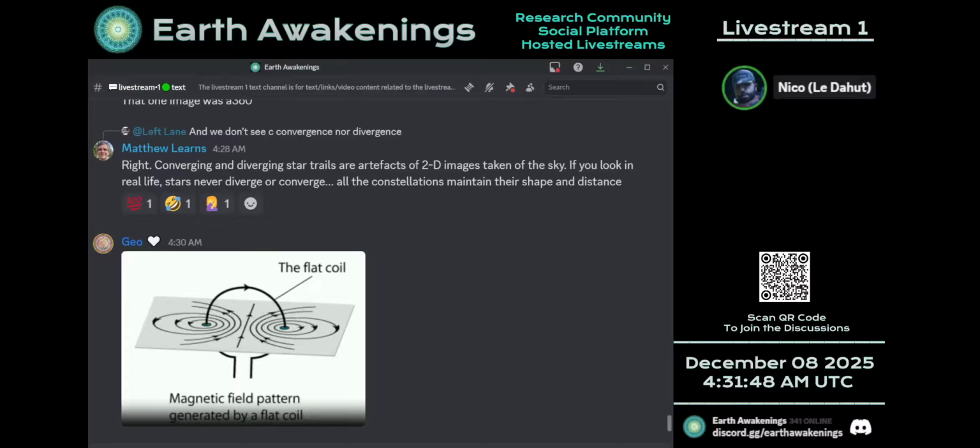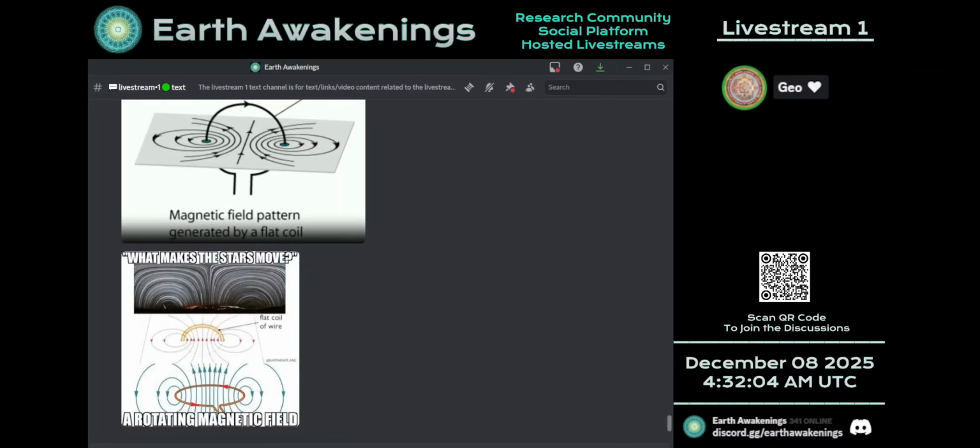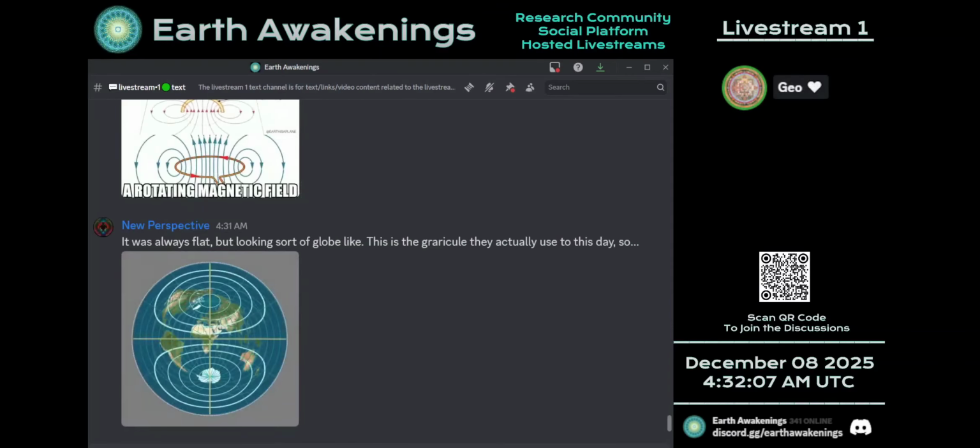But your flat coil, does it show only one slice of the magnetic field? It's still a toroid magnetic field, your flat coil. Or like this one kind of shows it too, that you would have an arc involved. I'm just saying I don't think that's exclusive to a globe. I mean, how it all works is a question.